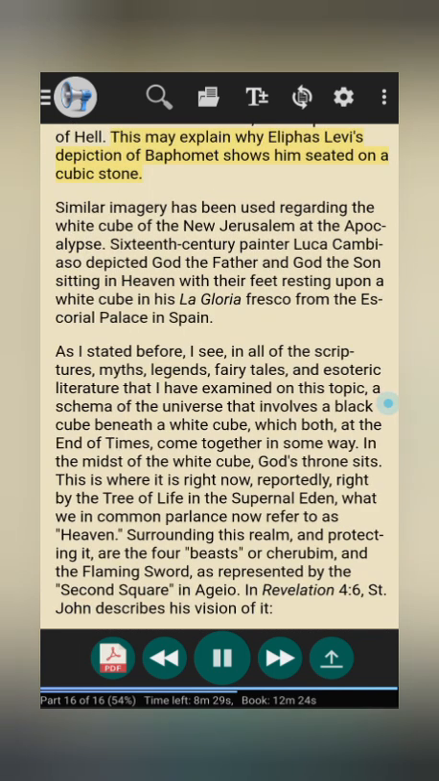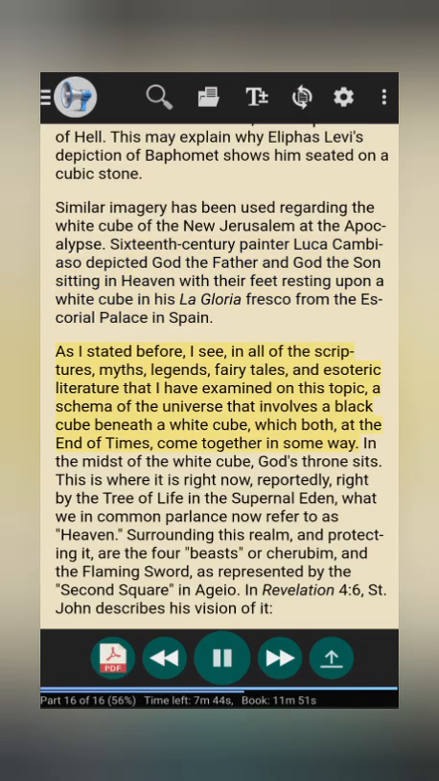This may explain why Eliphas Levi's depiction of Baphomet shows him seated on a cubic stone. Similar imagery has been used regarding the white cube of the New Jerusalem at the Apocalypse. 16th century painter Luca Cambiaso depicted God the Father and God the Son sitting in heaven with their feet resting upon a white cube in his La Gloria fresco from the Escorial Palace in Spain.